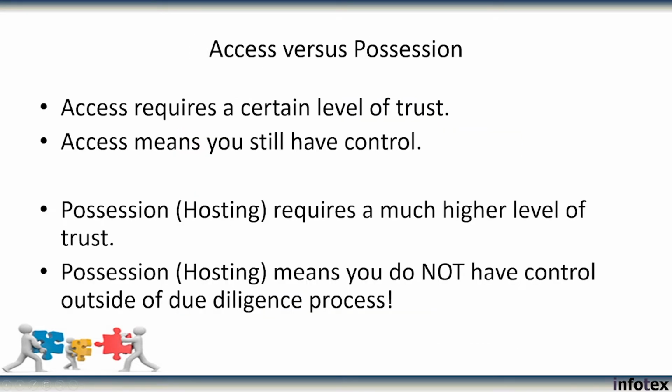Obviously, the difference between possession and access are in the name. But we want to state that while both require a certain level of trust in a vendor, possession or hosting of information requires more trust as it's riskier than just access. It also differentiates between who has control. Obviously, if the vendor is in control of the information, then our guarantees on the protection of that information comes down to the due diligence process, making sure the vendor has the proper controls in place to protect it.